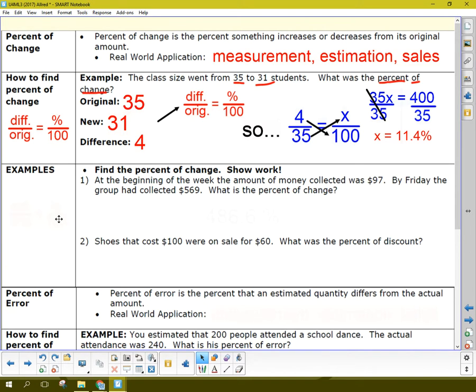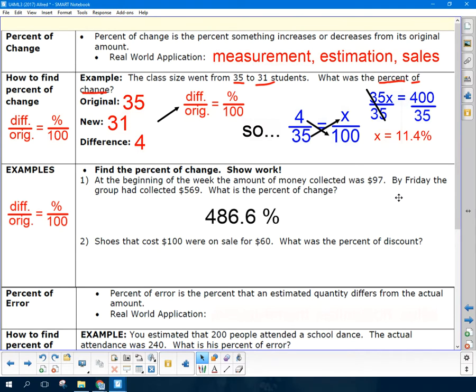Edpuzzle is going to ask you to do this next example, and you're going to use the same proportion. I'm going to read it to you, and then you're going to try to set up a proportion and solve it. At the beginning of the week, the amount of money collected was $97. That's the original amount. By Friday, the group had collected $569. Whoa! They got a lot more money. There's an increase there. I want you to find the percent of change. Tell Edpuzzle what you think it is.